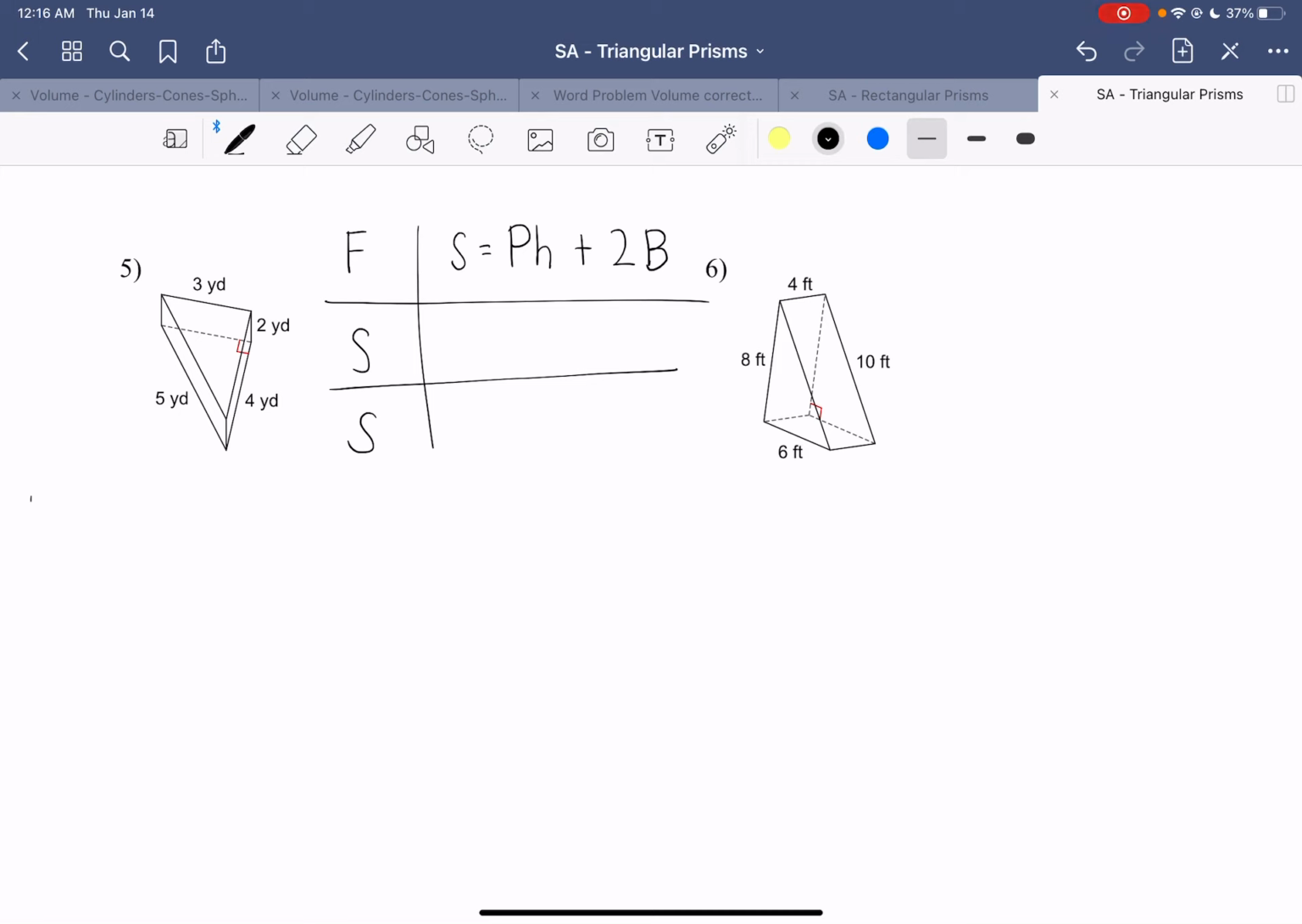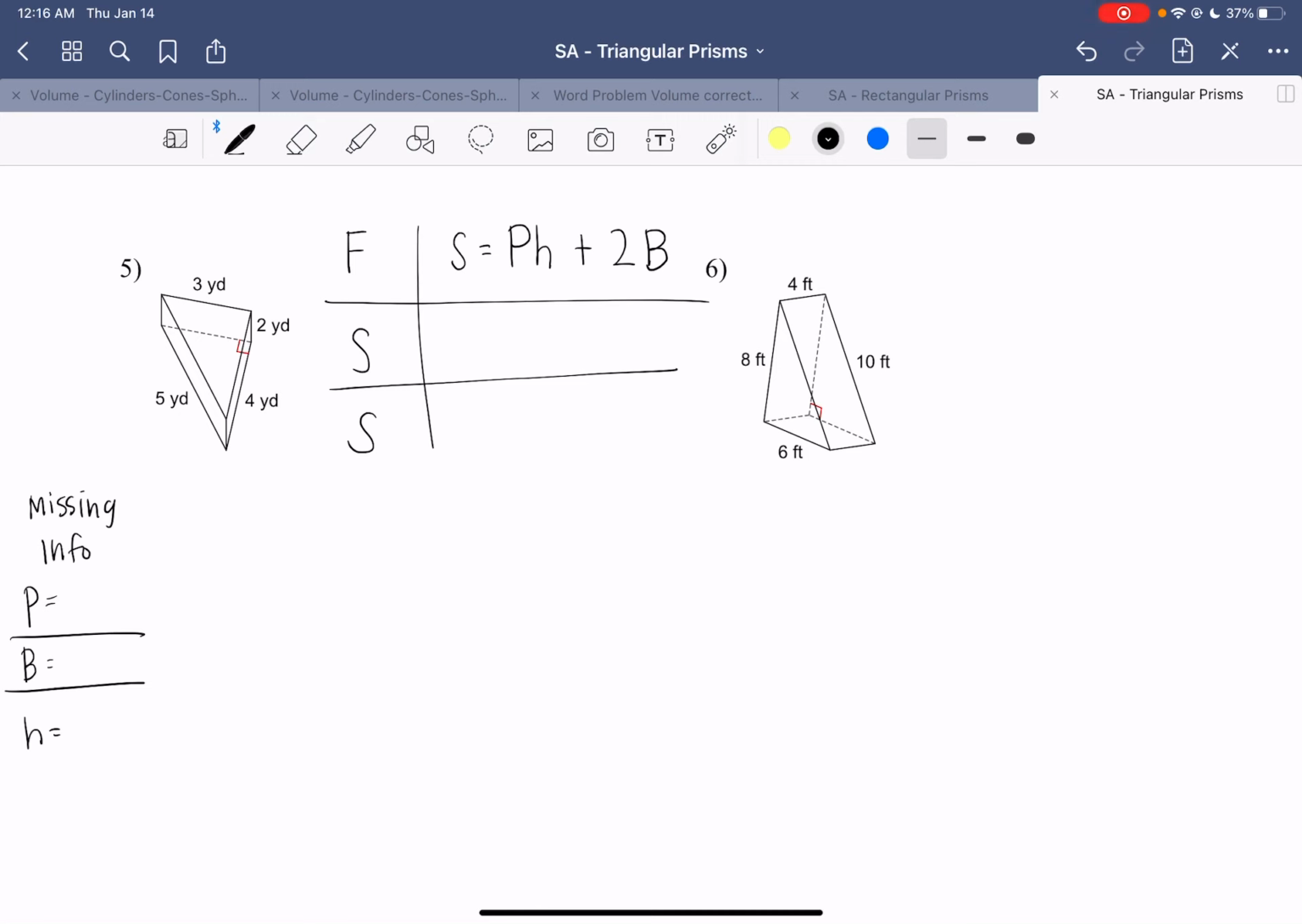So our missing info is our perimeter of our base, the area of our base, and our height. PBH, peanut butter and honey. So in order to start, just like we did with rectangular prisms, we have to first identify the base because we have to find the perimeter of it and the area of it.